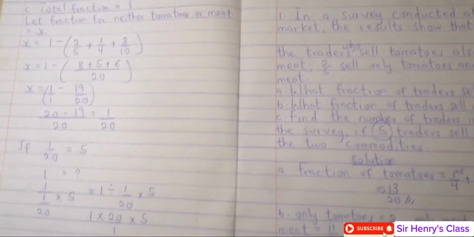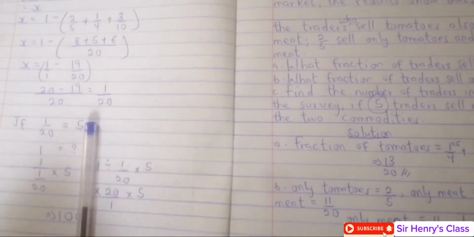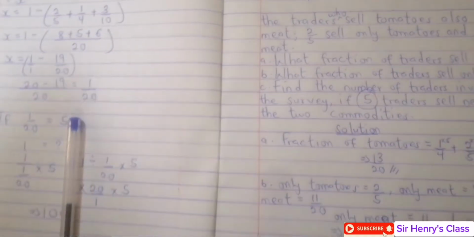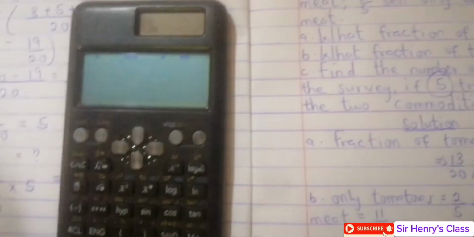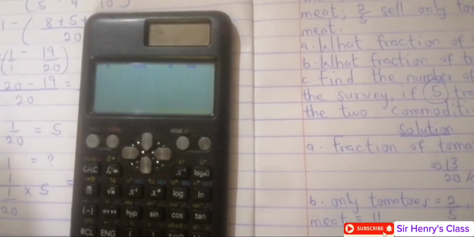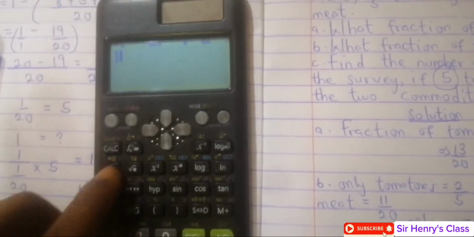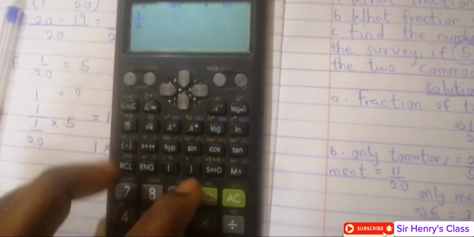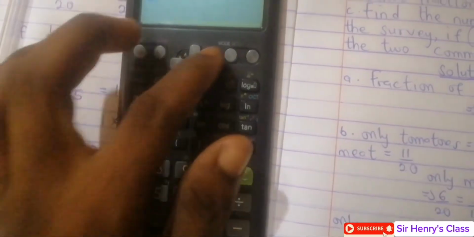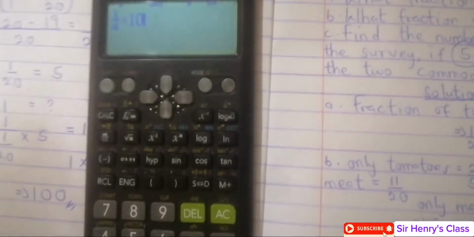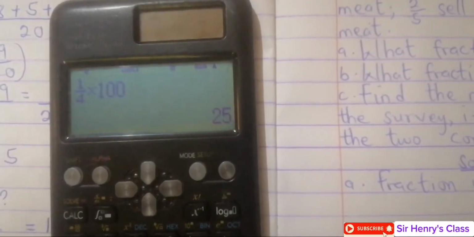If you want to prove your answers, it's very simple. We have a calculator here. Let's see if our answers are true. So first, we said 1 over 4 of the traders sell both tomatoes and meat. So 1 over 4 times 100. That is 25, right? Okay.